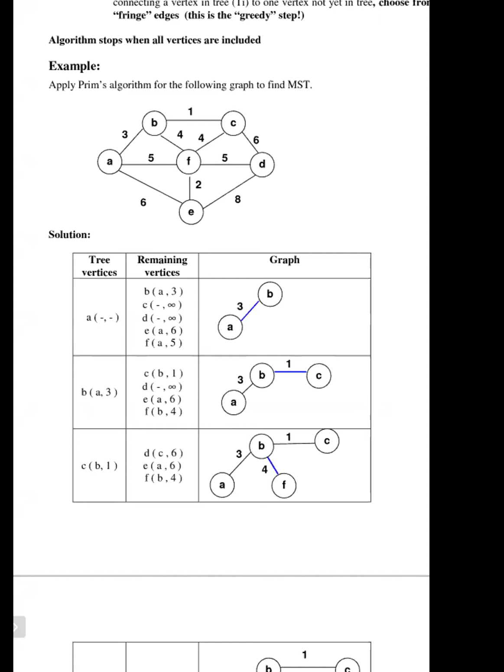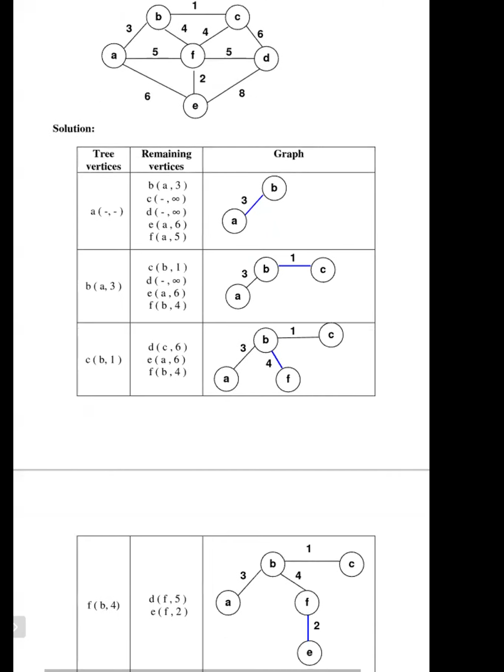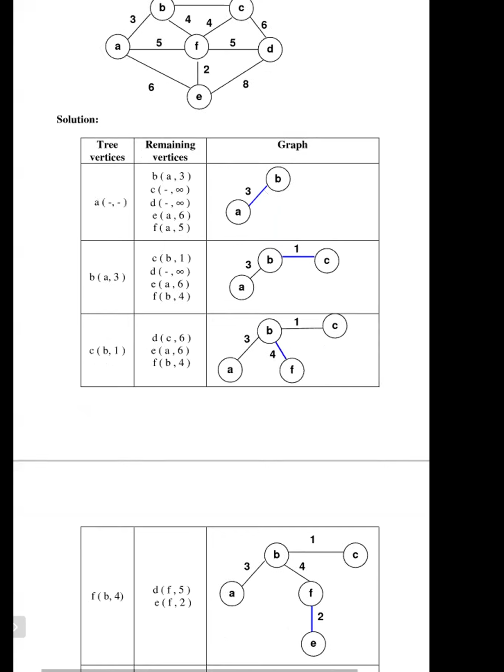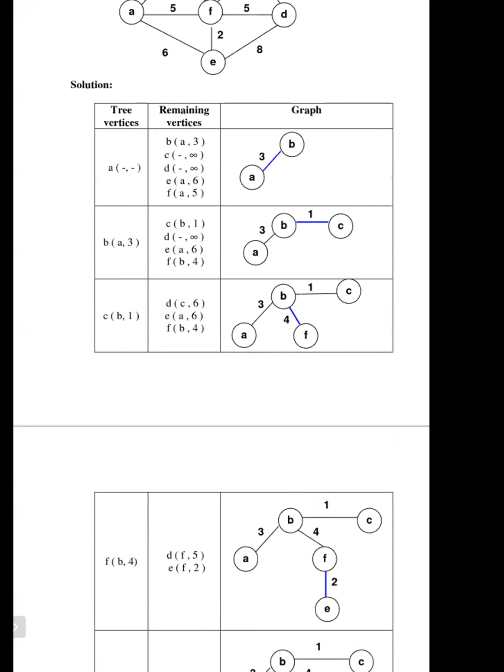So now again we pick the minimum one. The minimum one is CB comma 1. So next we draw an edge, that is BC. Now in the tree vertices column, CB comma 1 will come to the first column. So now the remaining vertex is D.